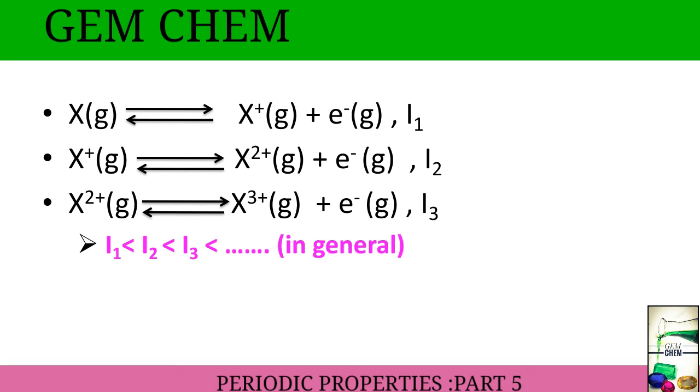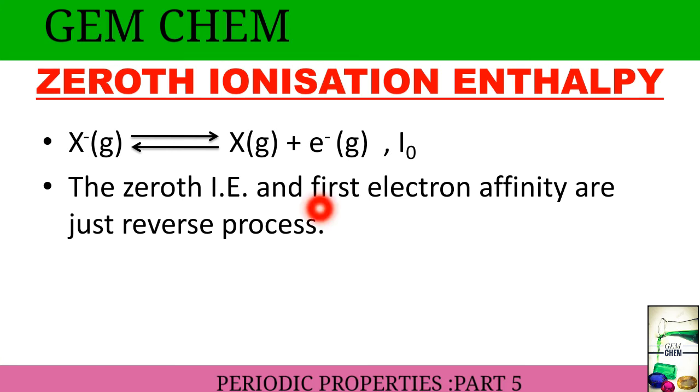As an electron is removed from an atom to form a monopositive ion, the unchanged nuclear charge holds the remaining electrons much more tightly. So one requires greater energy to remove the second or the consecutive electron from the monopositive ion. Hence the second IP, or ionization potential or ionization enthalpy, of an electron is always greater than the first one, and when we generalize it, we get this one. Now the zeroth ionization enthalpy. What is that? The zeroth ionization enthalpy I0 and the first electron affinity, that is affinity to grab an electron, is just the reverse process. Right.